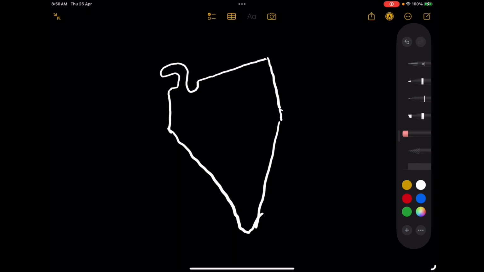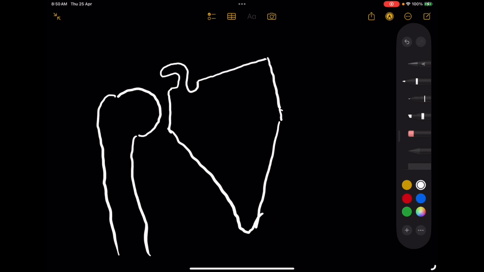So here would be the head of the humerus. Here would be the greater tuberosity. Here would be the bicipital groove, and here will be the lesser tuberosity.